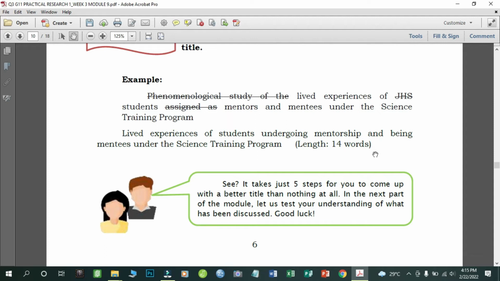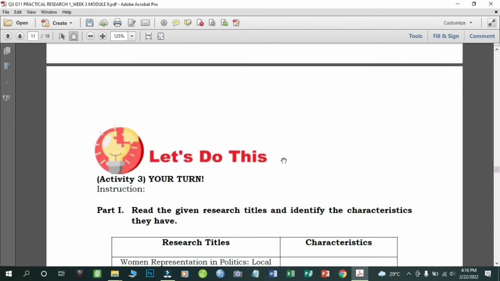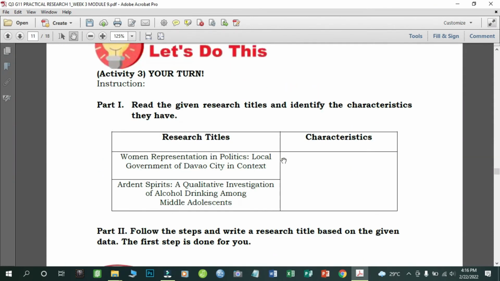Let's have this part 2. Follow the steps and write a research title based on the given data. The first step is done for you. Ask yourself these questions and take note of the answers. So, answer this activity on your own.